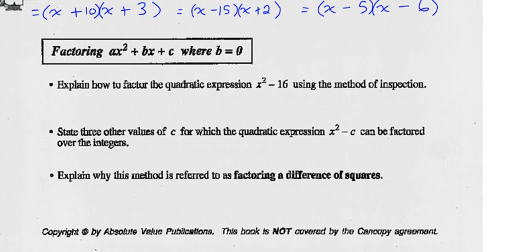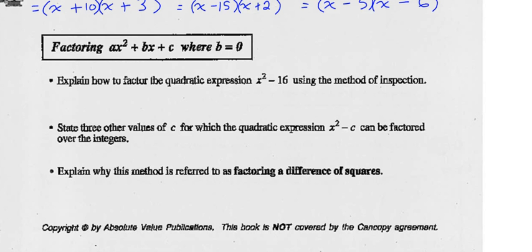Factoring ax squared plus bx plus c when b equals 0, meaning there is no x term. So you're going to have ax squared plus c. There is no second term. Explain how to factor the quadratic expression x squared minus 16 using the method of inspection. Well, you would ask yourself, if I wanted to write it out in the full form, x squared minus 0x, or you could say plus 0x, doesn't matter, minus 16. What two numbers have a sum of 0 and a product of negative 16?